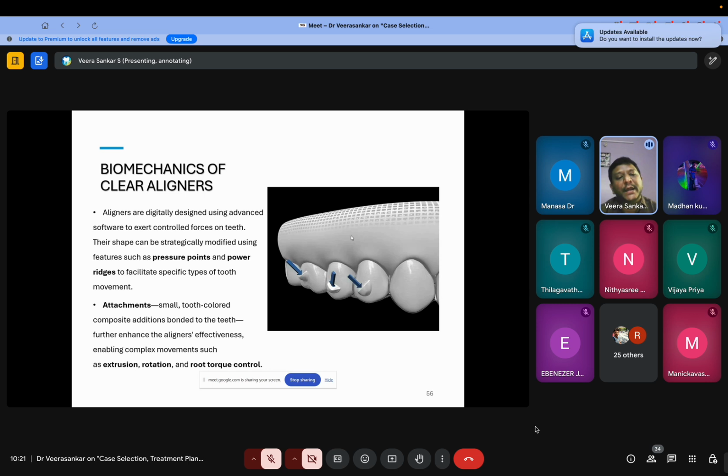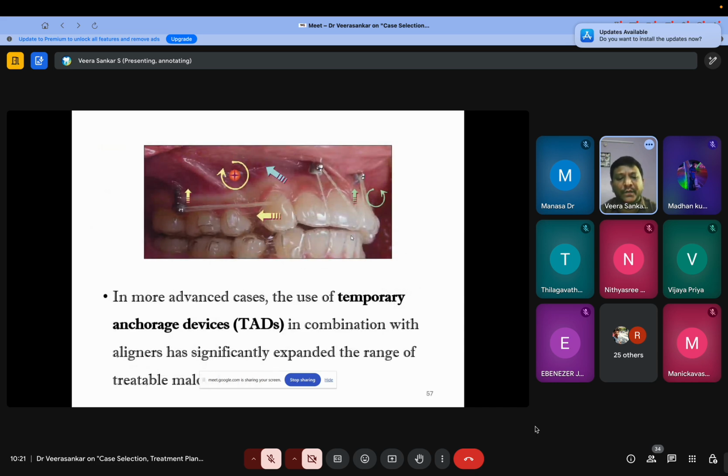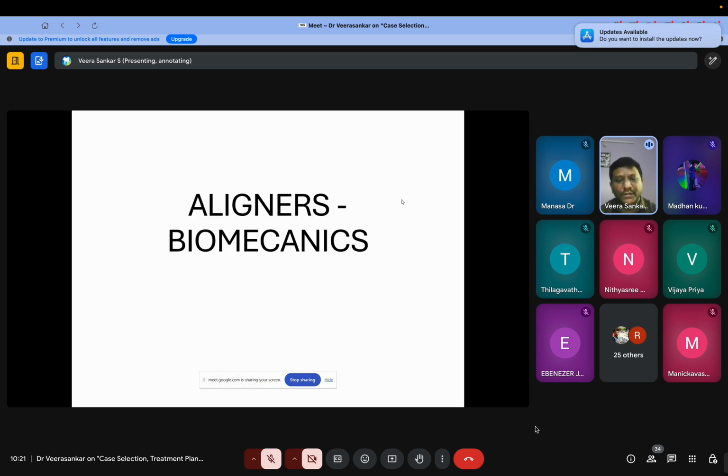So, moving on to the biomechanics, aligners are digitally designed using advanced software to exert controlled forces on teeth. Their shape can be strategically modified using pressure points and power edges. They have attachments, which are small tooth-colored composite additions bonded to the teeth that further enhance the aligner's effectiveness, enabling complex movements such as extrusion, rotation, and torque. In more advanced, severe cases, the use of tabs in combination with the aligners has significantly expanded the range of treatable malocclusions.